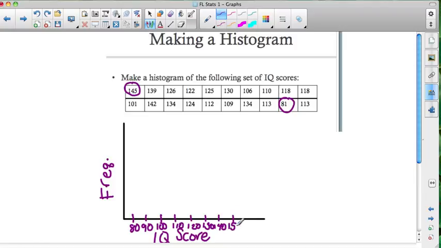And notice I have to go all the way up to 150 because my largest value is a little bit over 140. The next step isn't required, but it is helpful to make a frequency table. So what I'm going to do is read off the table and see how many values are between 80 and 90, 90 and 100, 100 and 110, and so on.